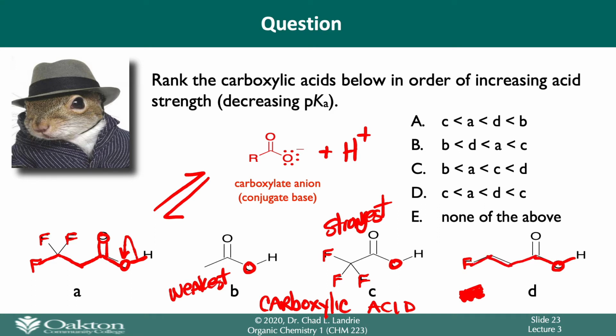So A is a stronger acid than D because there are more fluorines, right? 3 instead of 1. But C is a stronger acid than A because the same number of fluorines are closer to the negative charge in the conjugate base. All right, so if we put these in order then, the weakest acid would be B, the next strongest would be D, the next strongest would be A, and the strongest is C. So B, D, A, C. Our answer here is B.